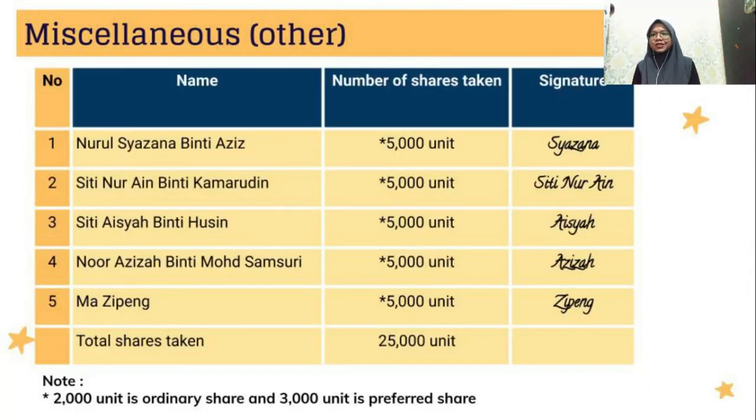So this slide shows the agreement for the 5 of us regarding the number of shares for the project company. All of our shares taken will be divided into 2 categories, which is 2,000 units for the ordinary share, while the rest will be for the preferred share. So that's all from me. I would like to pass to the next presenter.